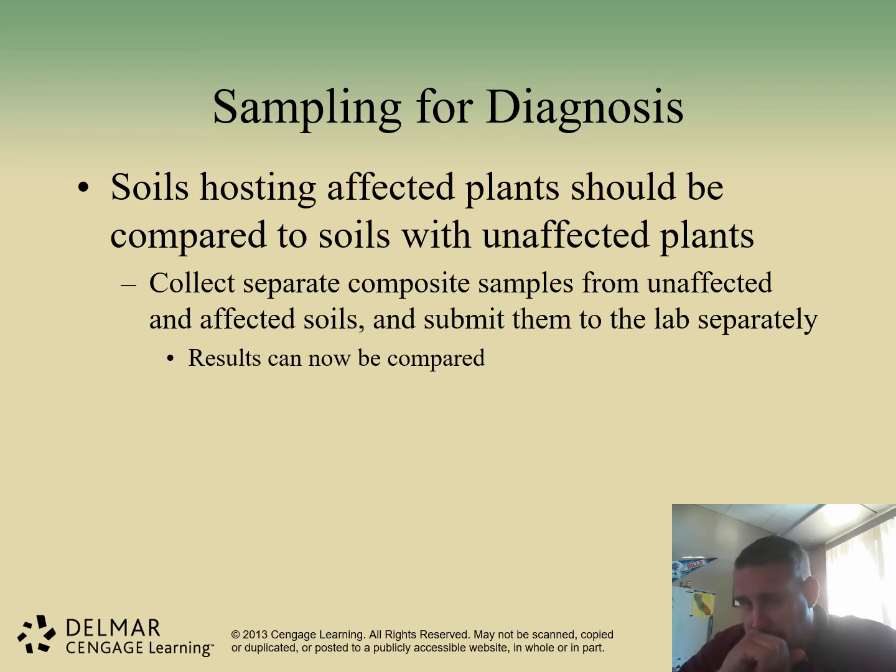This is what we talked about earlier. If you're trying to diagnose a problem, you want to make sure that you're taking representative samples of those different problem areas and sending them in separately. So make sure that you mark sample A as healthy turf and sample B as unhealthy turf, and try to determine what the difference would be and how you can utilize those results to make sample B more similar to sample A.